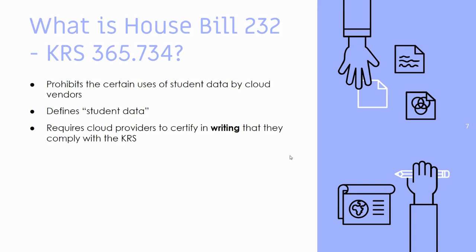Then we have House Bill 232, or KRS 365.734. That KRS prohibits certain uses of student data by cloud vendors. It defines student data, and it requires cloud providers to certify in writing that they comply with the KRS.